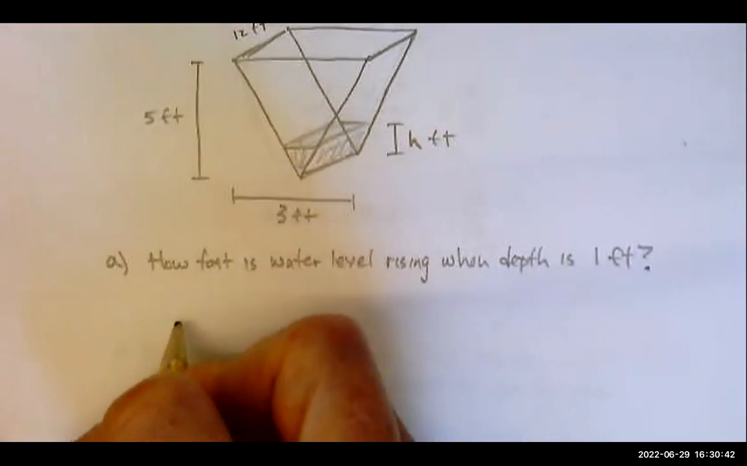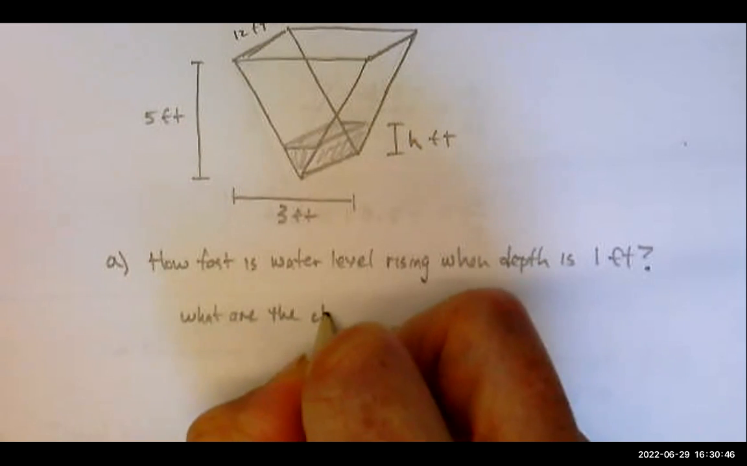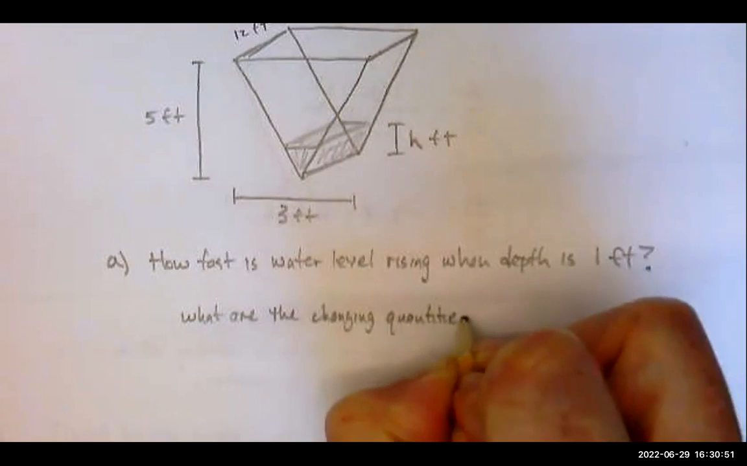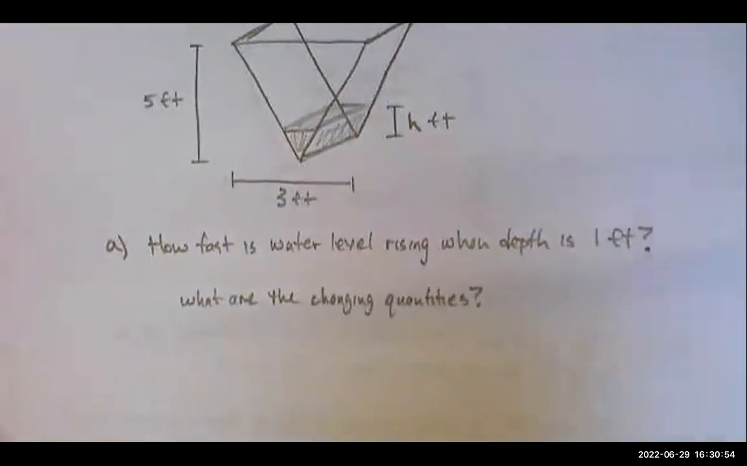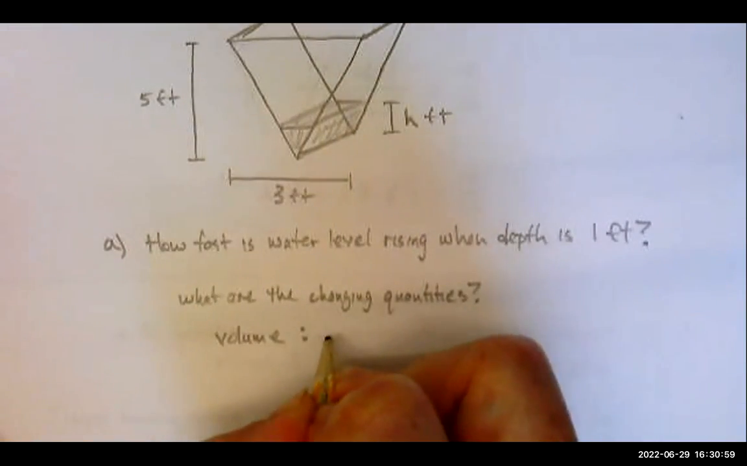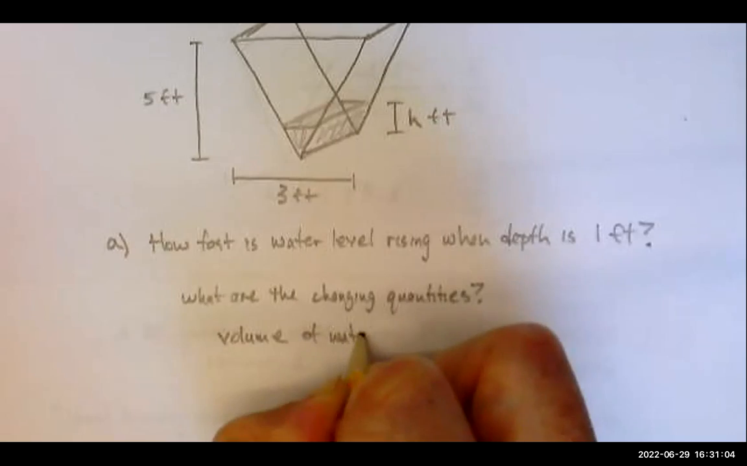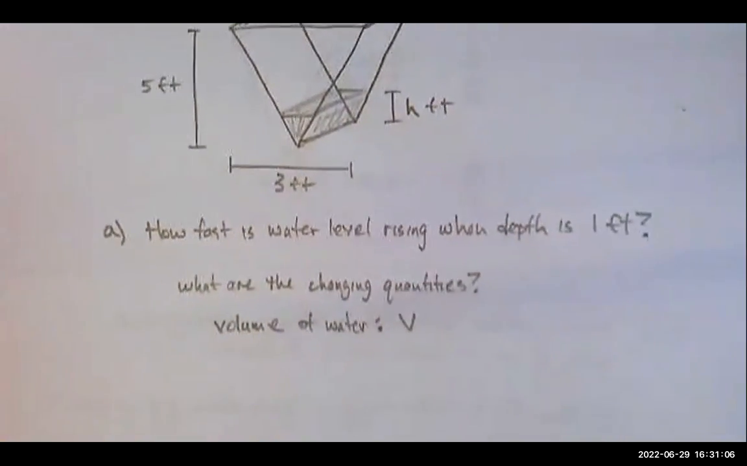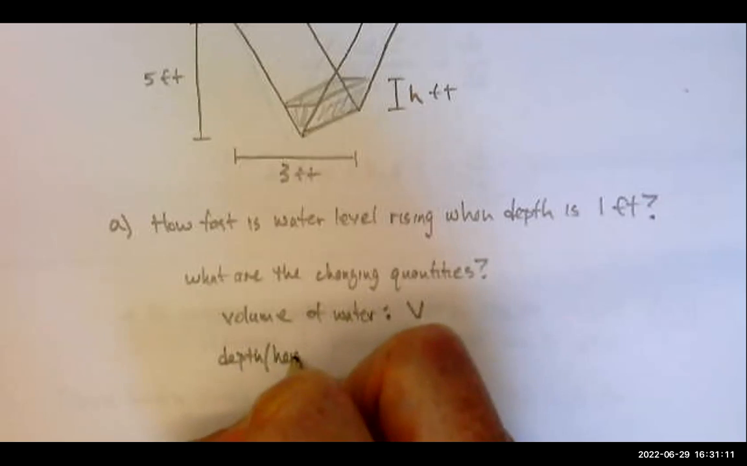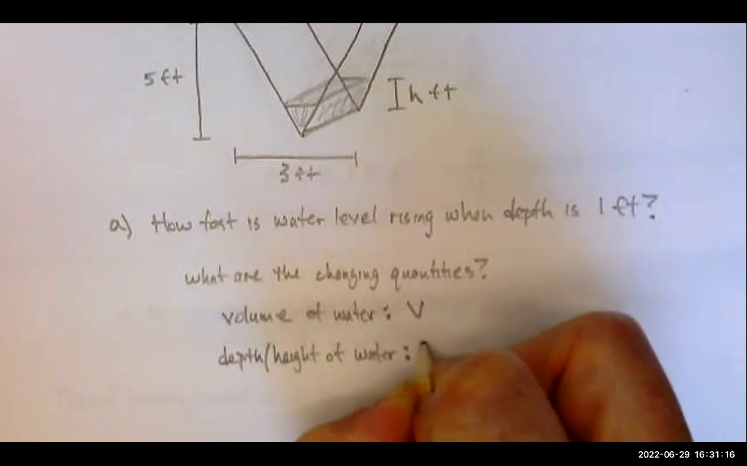So let's go down here. What are the changing quantities? Turns out there's two. There's the volume. Let's be real clear. The volume of water, we're going to call that V. And there's the depth, or you might say the height of the water. We're going to call that H.